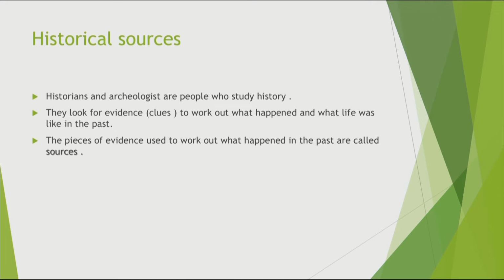So let's see what are historical sources. Historians and archaeologists are people who study history. They look for evidence, clues, to work out what happened and what life was like in the past. The pieces of evidence used to work out what happened in the past are called sources.